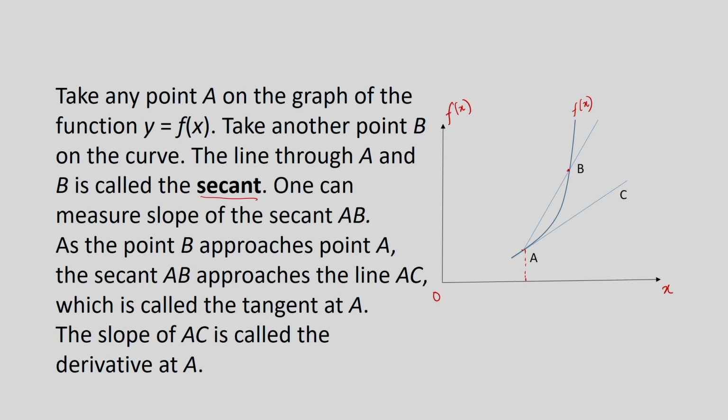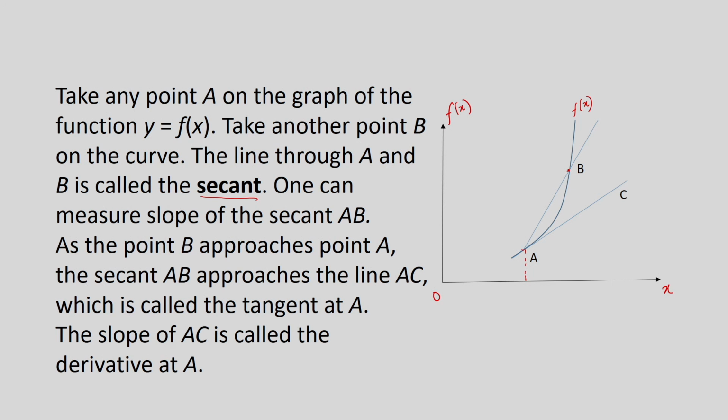Now, one can measure the slope of this secant AB, right. It is a straight line. You can just take 2 points, and these 2 points are A and B, and you can measure the slope of this line AB. Now, suppose point B approaches point A, the secant AB then will approach the line AC, which is called the tangent at A. The slope of AC is called the derivative of the function at A.